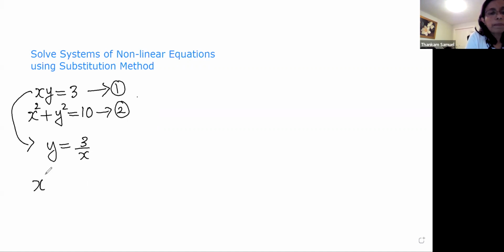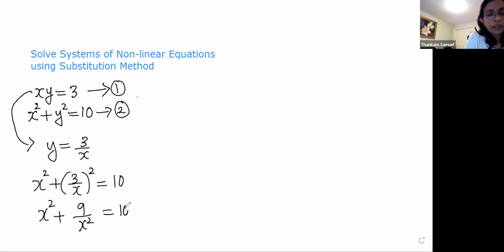So x squared plus 3 over x, the whole quantity squared equals 10. So x squared, when you square this term, you'll get 9 over x squared equals 10. And we can see that this is a rational equation.